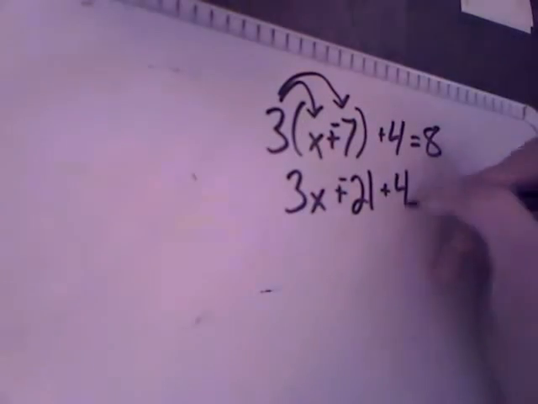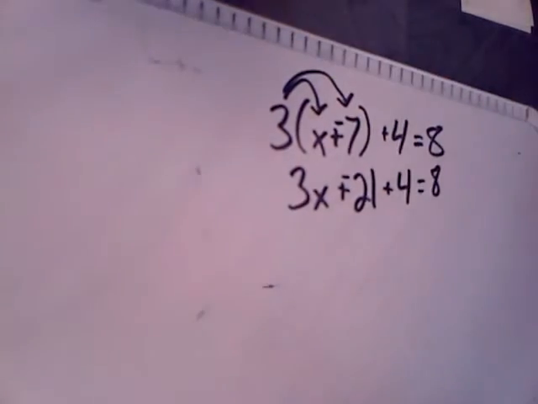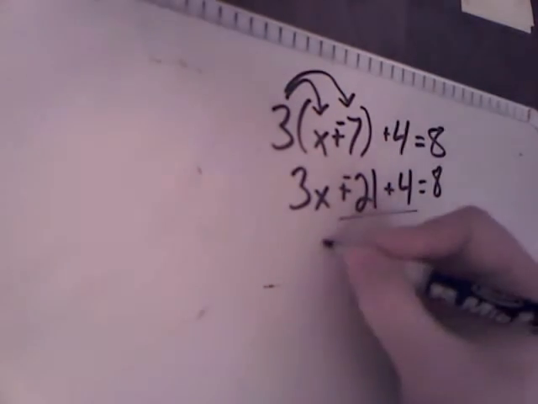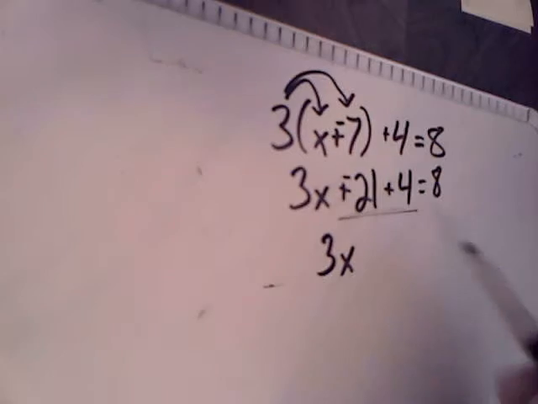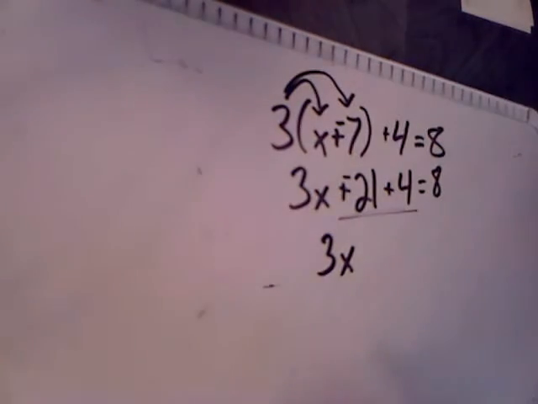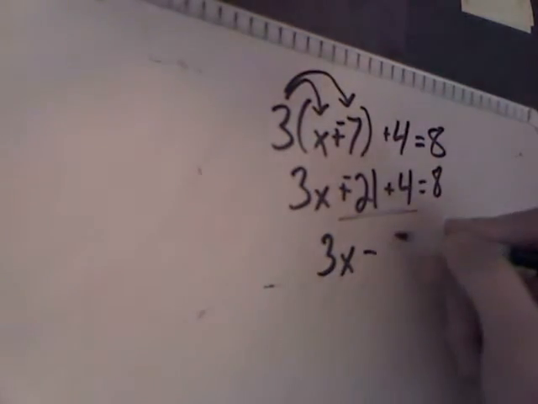Then I have my plus 4 equals 8. Before I do anything else, I'm going to simplify this equation. I'm going to get rid of this plus negative 21 and plus 4 because I can combine these terms. So 3x stays the same. Negative 21 plus 4 is going to be negative 17.